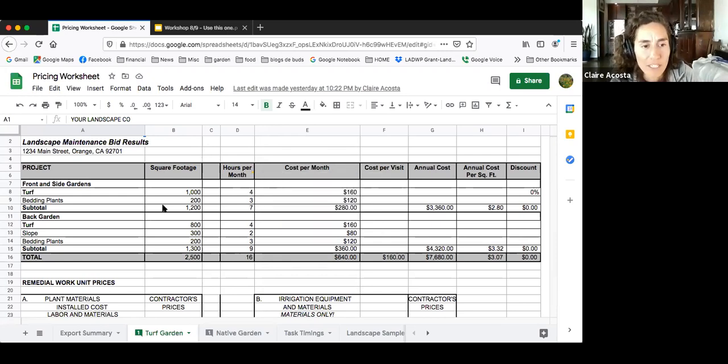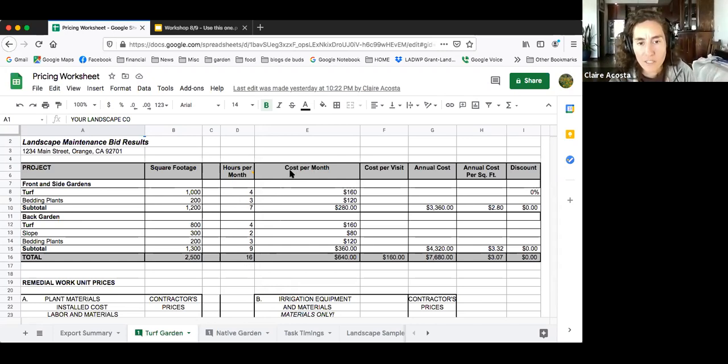Here it subtotals each of the areas: the turf, the bedding. Again, we're talking about a turf garden right now, not the native one. The back garden is divided up into different square footages, the subtotal here is 1,300, and you have a total square footage of 2,500. The hours are determined by you, based on your crew and your experience. Here we have a total of 16 hours a month, and with 4 visits a month, every week, that's 4 hours per visit.